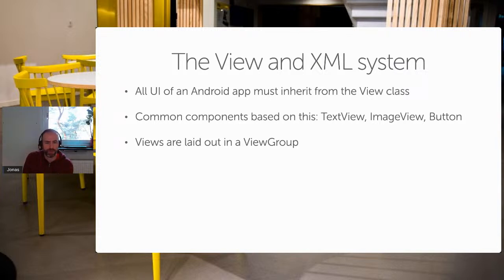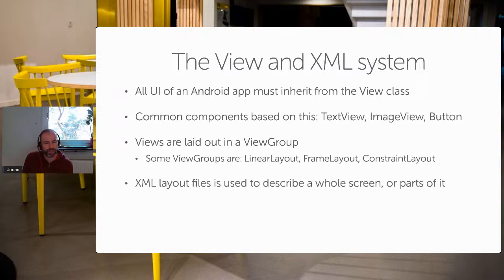A view group also tells how they are laid out, like next to each other or relative to each other, and so on. Linear layout and frame layout are some of those that lay out in a row. Constraint layout is more relative to each other. And then you organize this in an XML file where you actually declare which views you want to use and how they're laid out.